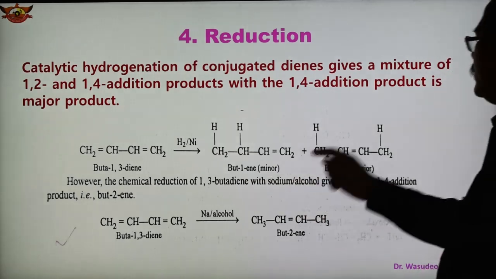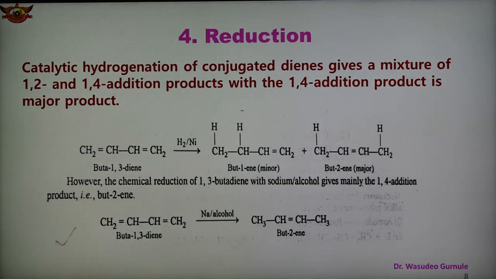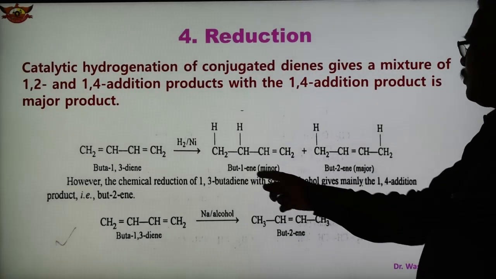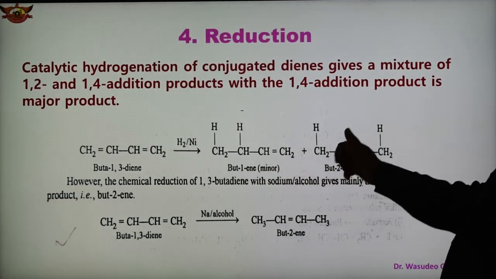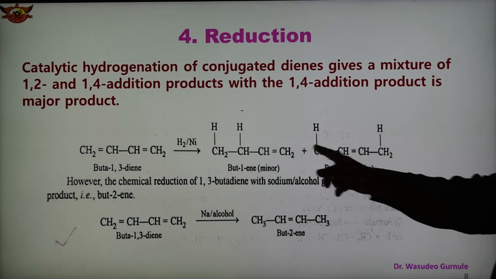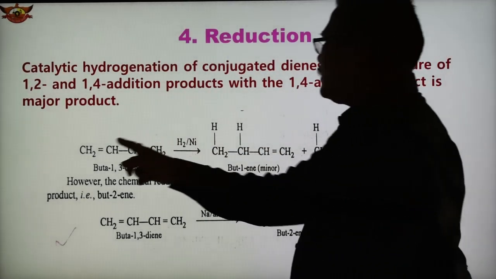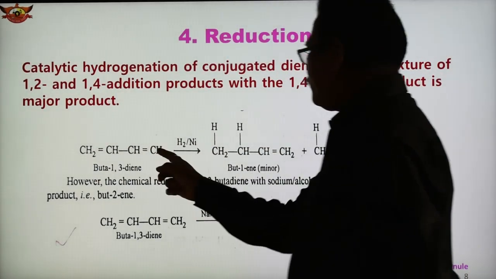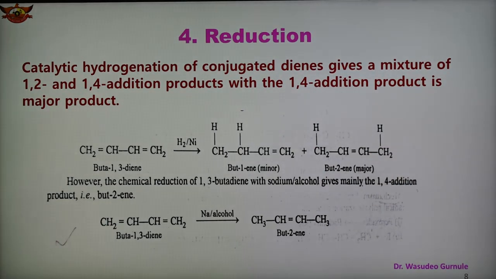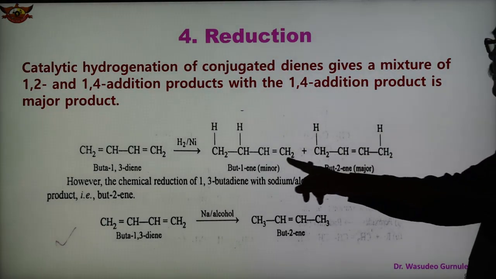The name of this compound is 1-butene. In this way we get this type of compound. This is the minor product, but the major is the 1,4 addition. This is the 1,2 addition, where hydrogen is added at carbons 1 and 2. Now for 1 and 4, one hydrogen is here and the second is here. So 1,4 addition is the major product, and this is the major product and this is the minor.